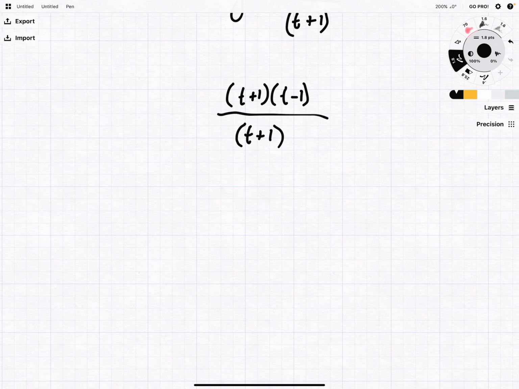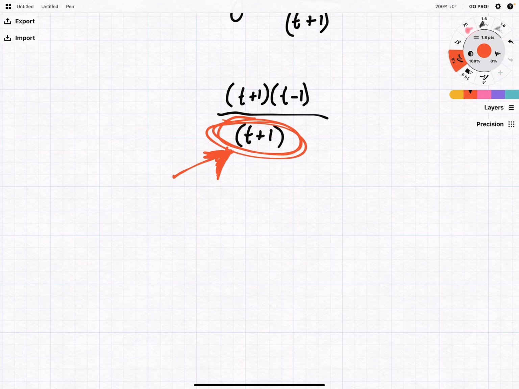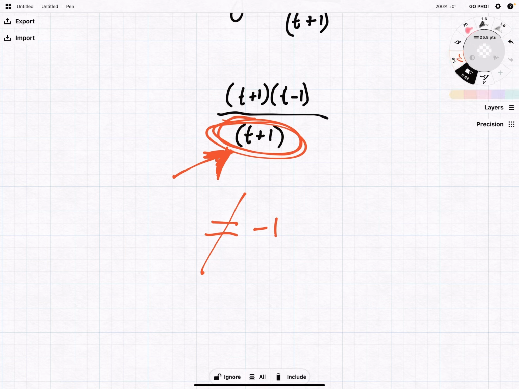And so the domain, it looks like we could plug pretty much any number in here, except, I'll use red for this, right? Except for, in the denominator here, we cannot have -1 in the denominator. That is our only number here that is completely against the rules. So if we have a -1, that puts a 0 in the denominator.